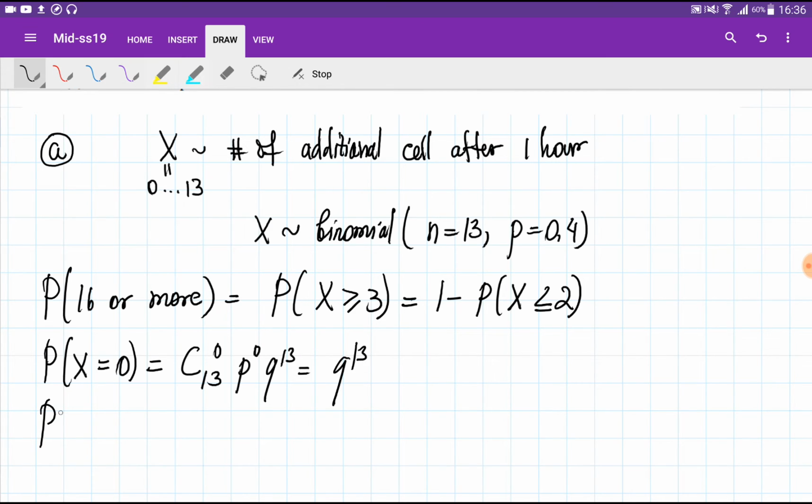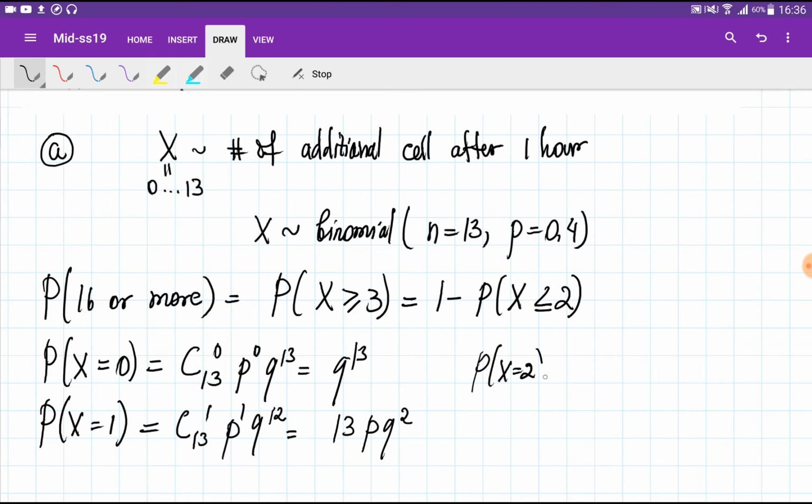Probability that x is equal to 1. This is C 13 1, p to the power of 1, q to the power of 12, or simply 13 p q to the power of 12. Or the probability that x is equal to 2. This is C 13 2, p squared, q^11, or simply 6 multiplied by 13, p to the power of 2, q to the power of 11.